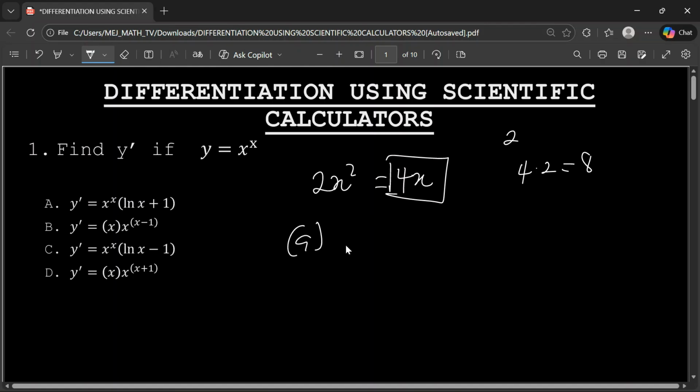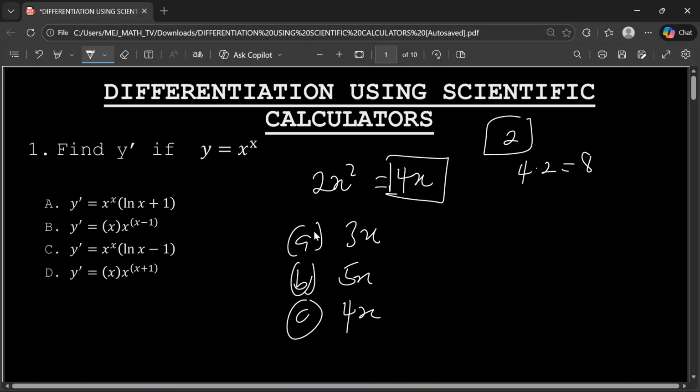Option A is 3x. Option B is 5x. Option C is 4x. So what we are going to do is plug this value 2 into these options. The one that is going to give us 8 becomes the correct option. And so as you can see, option C is the correct option.